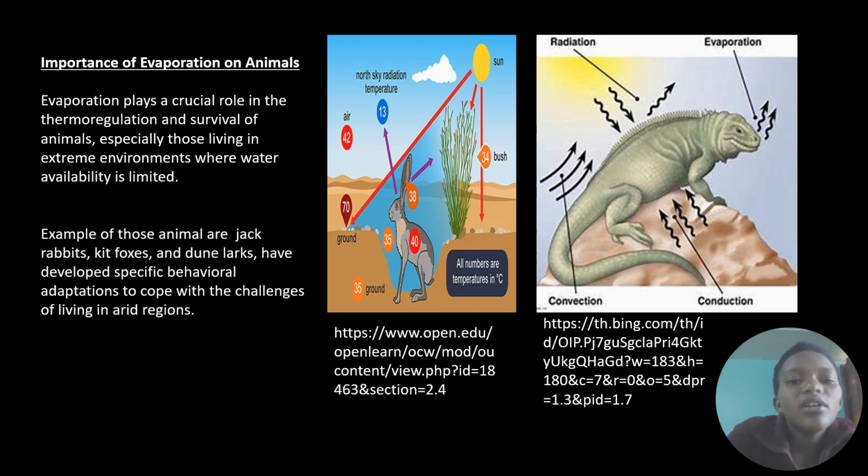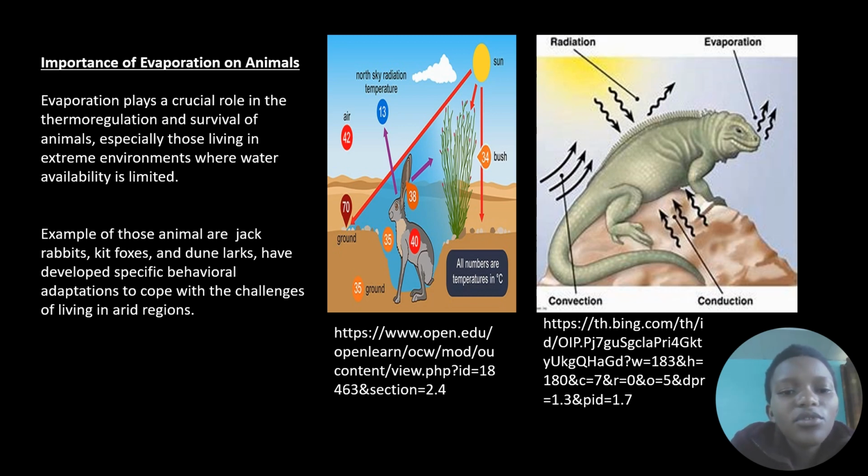Here are the importance of evaporation in animals. Evaporation plays a crucial role in thermoregulation and survival of animals, especially those living in extreme environments where water availability is limited. So, evaporation helps animals to survive.